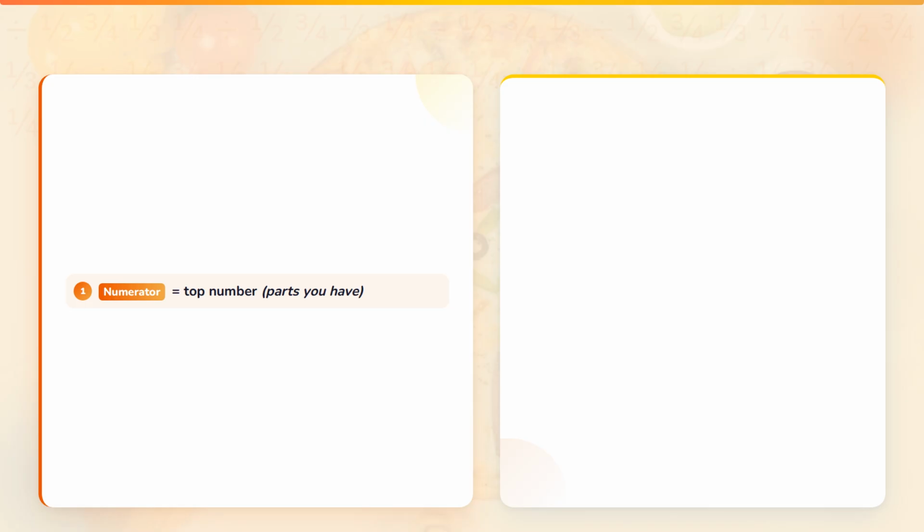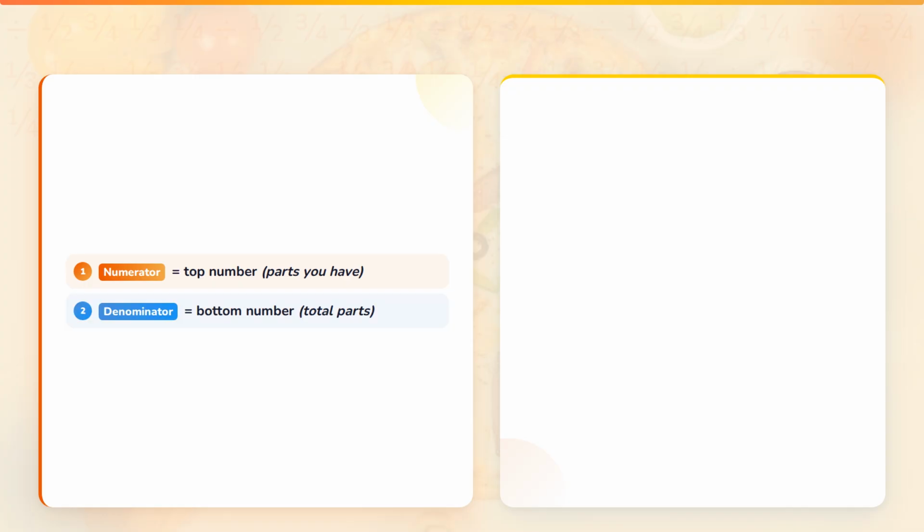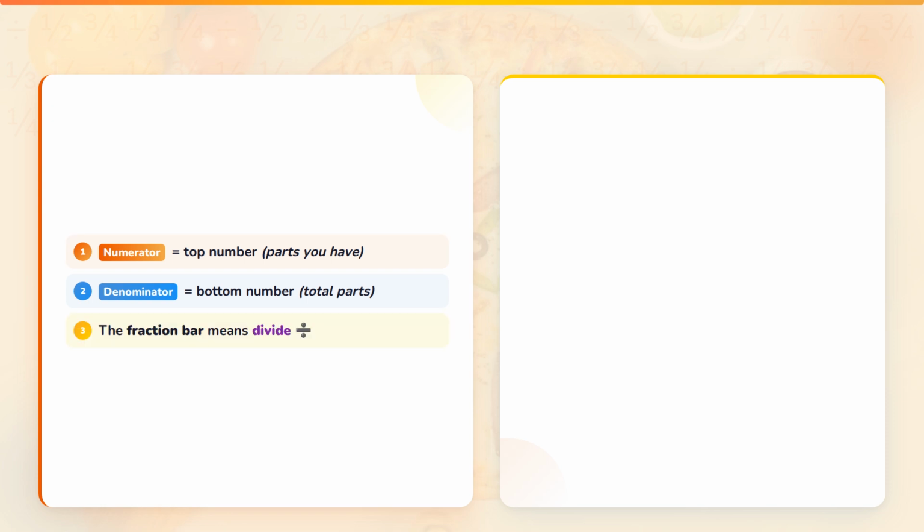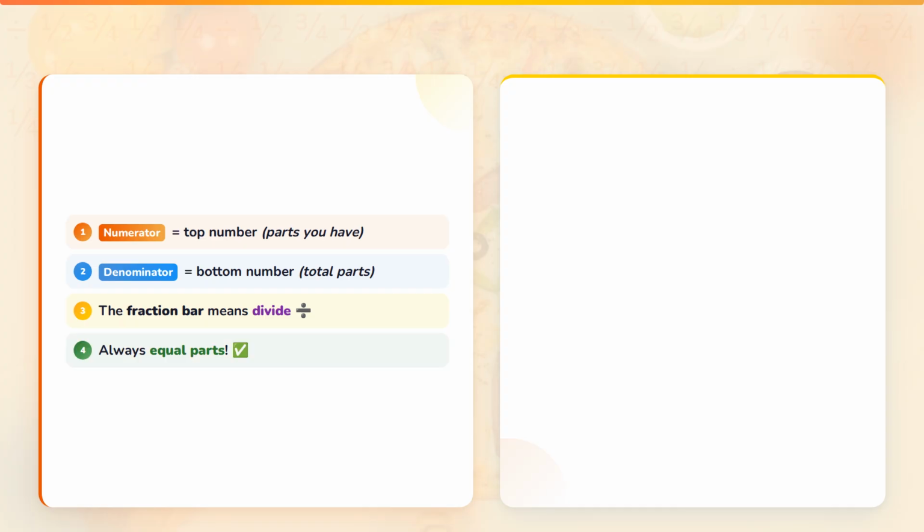Here's the secret decoder for every fraction. Every fraction has 2 parts separated by a fraction bar. The top number is called the numerator. That's how many parts you're talking about. The bottom number is called the denominator. That's how many equal parts the whole is cut into. Here's a memory trick. Denominator starts with D, and D stands for down. The denominator is the one down at the bottom. Boom, you'll never mix them up again.